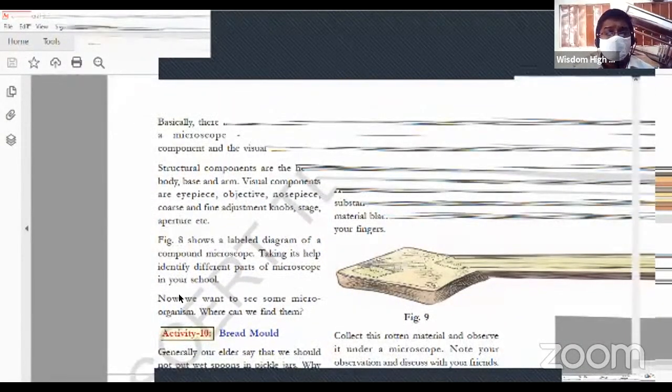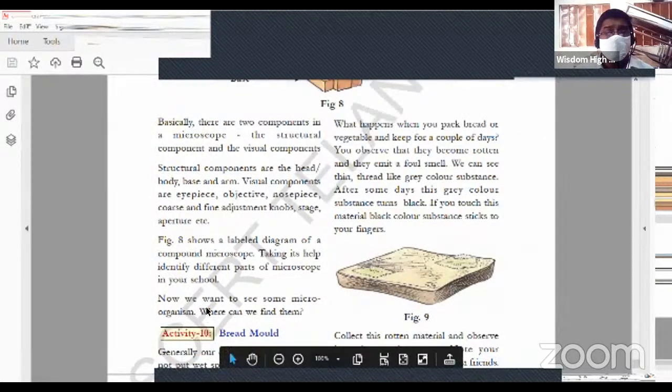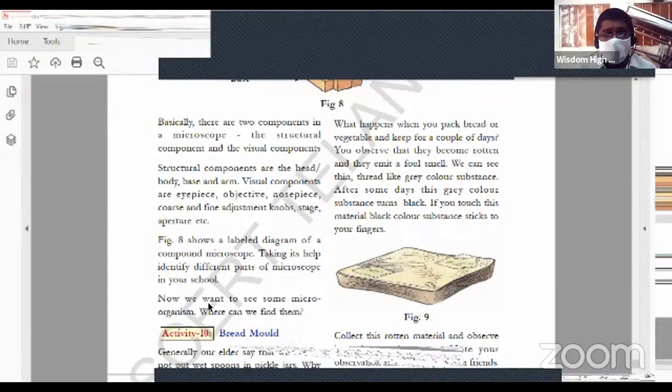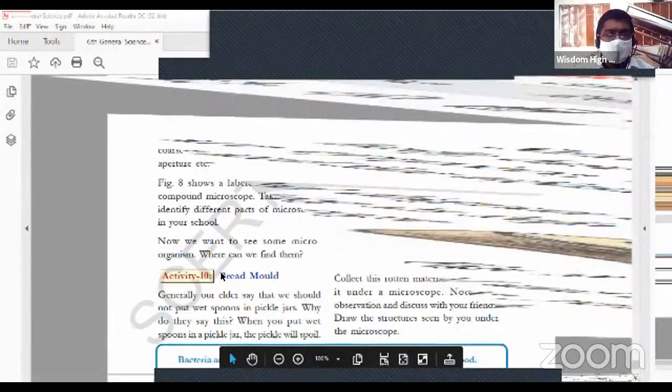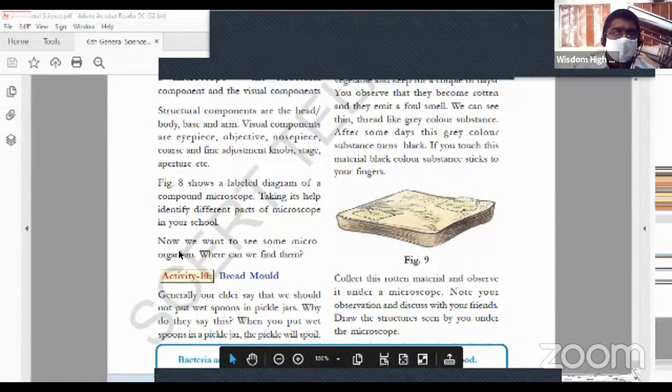Now we want to see some microorganisms. Where can we find them? Okay. Now we want to see some microorganisms. Where can we find them? So first, bread mold. Children, listen to me here. This is the bread mold.